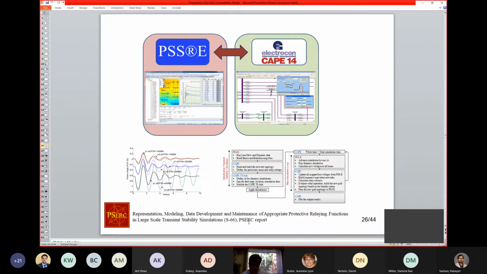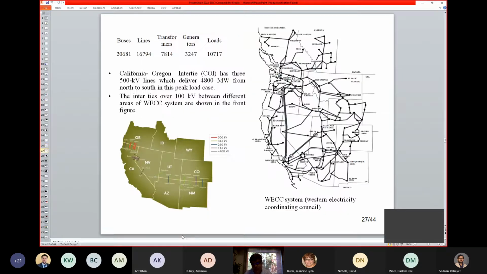Presently, Siemens PSSE purchased Electrocon, so CAVE is part of Siemens at present. But at the time we worked on this project, there were two different companies. But the bottom line is they still have that software. So that is co-simulation between dynamic study and protection function. So we have done that.